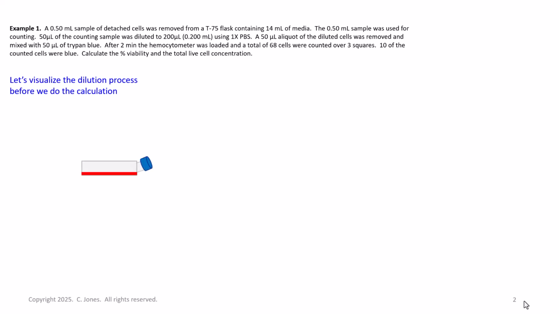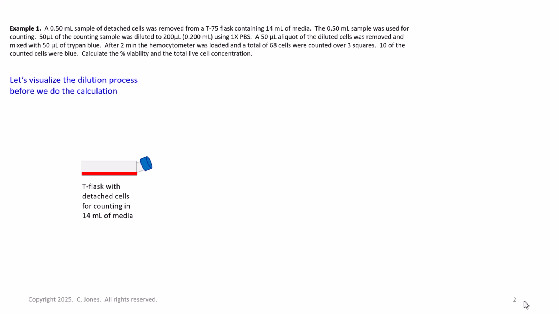So we're going to start with our T75 flask containing 14 mils of media, and in that flask are the detached cells. Remember that the cells have to be in suspension or detached in order to remove an aliquot to work with to do the counting, right? And so again, if it's anchorage dependent, we detach mostly by using trypsin. Occasionally, as a last resort, we scrape the cells with a cell scraper. But the cells must be detached and they must be uniformly dispersed throughout the flask.